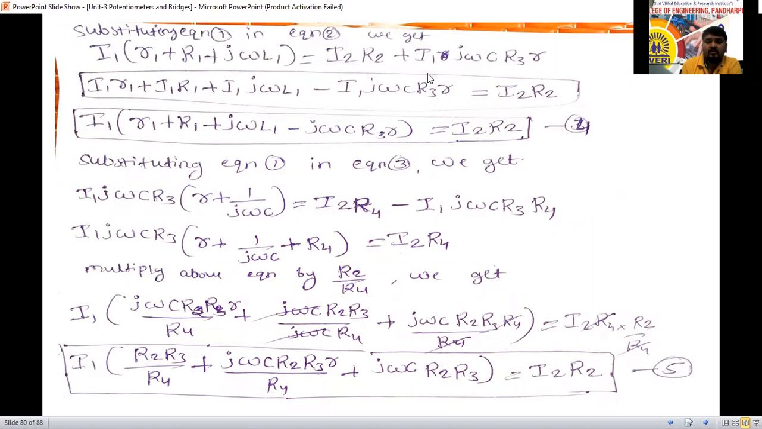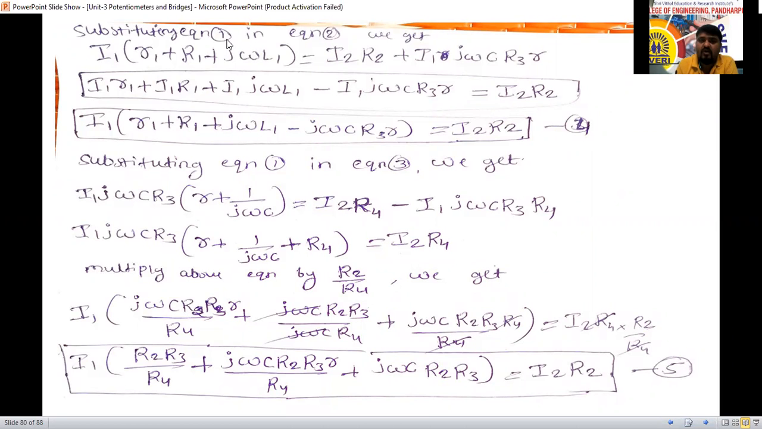Now what we have to do? Send this one to the LHS side, and multiply all the terms here. It will become I1 R1 plus I1 j omega L1 equal to this one. When I send it to this side, it will become minus I1 j omega C R3 into R equal to I2 R2 here. Now from this equation, I1 is there in every term. Take I1 separate, then write R1 plus j omega L1, minus j omega C R3 R here, equal to I2 R2. This is equation number 4 here.